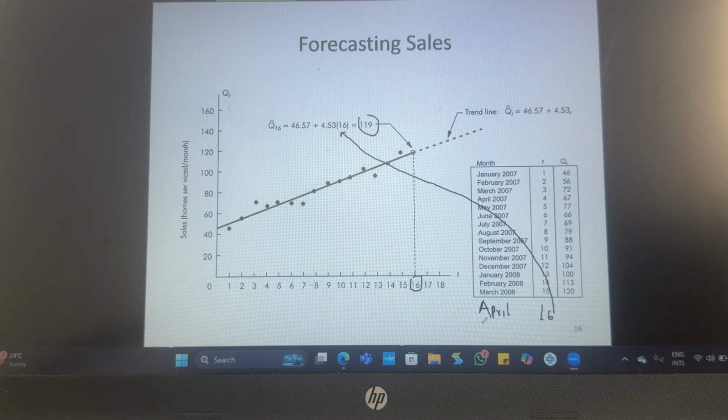If you want to get 2008 May, what is the number? 17. Okay, then 17 you need to plug here. Then you will get this number somewhere here. This is how you can take the trend forecasted value for any period in the future, right? So if you put 20 here, what is the time period? Somewhere here, it is 2008 August, as you said.